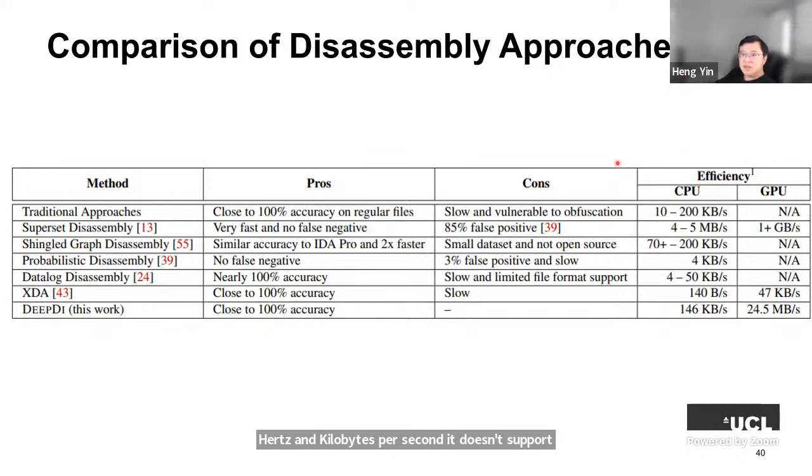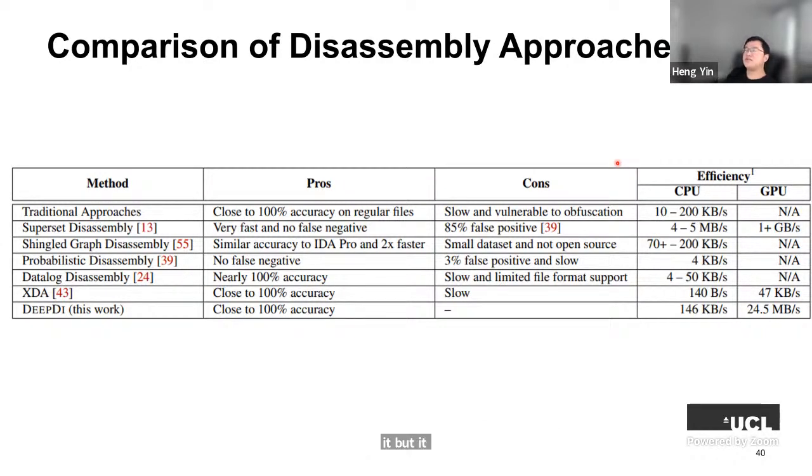Superset disassembly is an approach for binary code rewriting. It's really fast and has no false negatives, but a very high false positive rate, because the application is different, right? It is for rewriting, not for accurate disassembly.